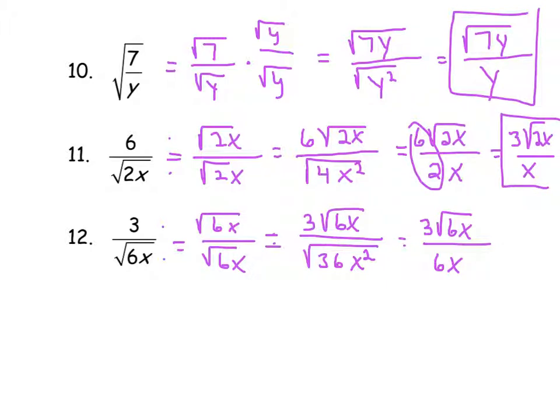And then again, I must reduce because this is a fraction, so it reduces to 1/2. So I usually don't write the 1 in front of the 6x, but you can if you would like. So that's just a 1, and then on the bottom I would have 2x.